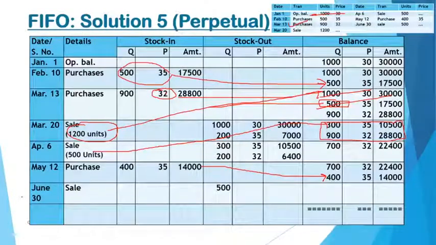Which lot will be used? The FIFO method says first in first out, which means that you will be utilizing the first lot here. Your lot is sufficient for this. So 500 units are from the lot of 32. And what is left? Your first lot is still left here. So 200 units are left therein and the next lot is completely there with us. So this is our closing stock.